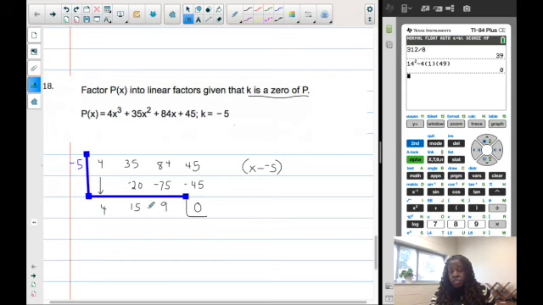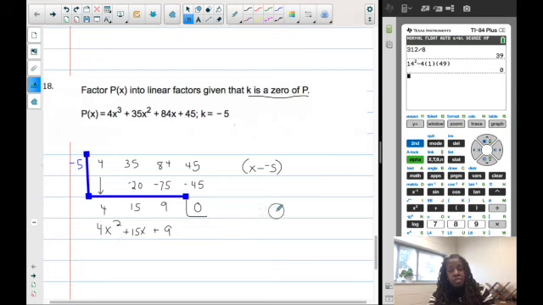Now let's write out what these numbers that are hanging underneath here mean. Remember, it's 4 as our first coefficient, x. We started out with x cubed, so this is going to be x to the second power. And then, plus 15x plus 9. Now, we've got to factor this. We've got to figure out what multiplies to give us a 36 and adds to give us a 15.